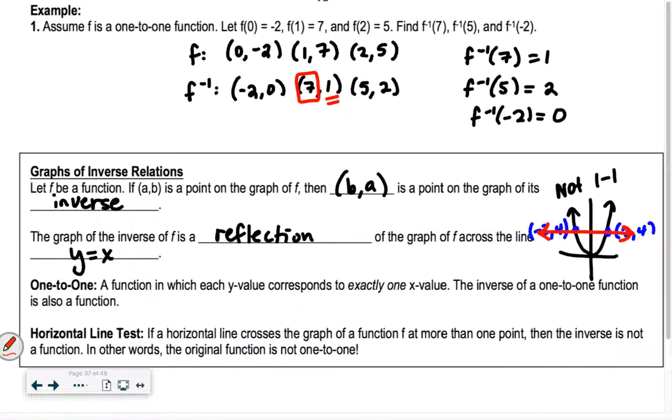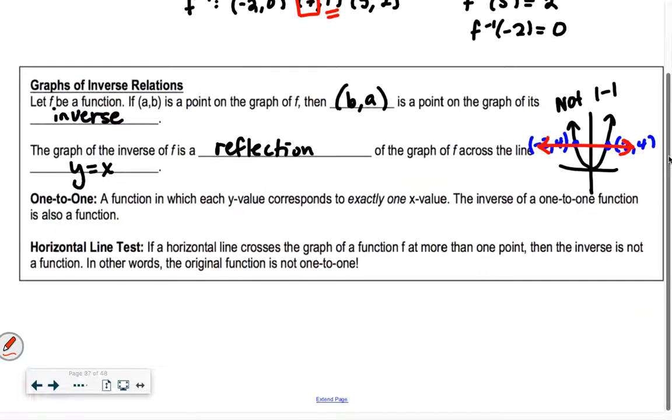In other words, the original function is not one-to-one. So what happens when you do that? Let's say you had y equals x squared. That's what that function is that I drew, right? The parabola. And I switch my x and y's. And I try to solve for it.